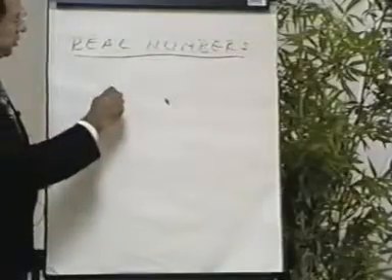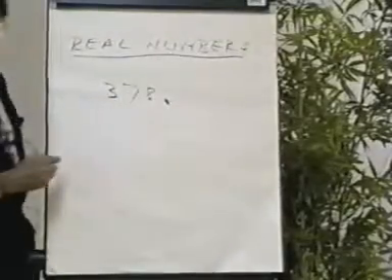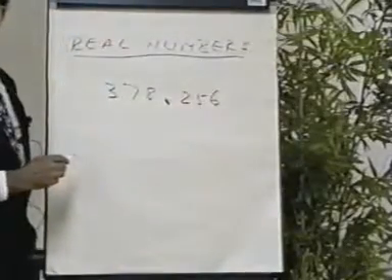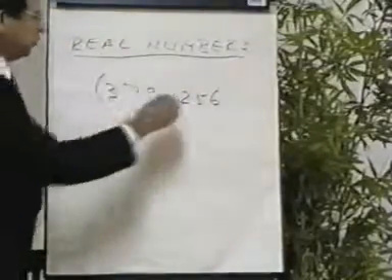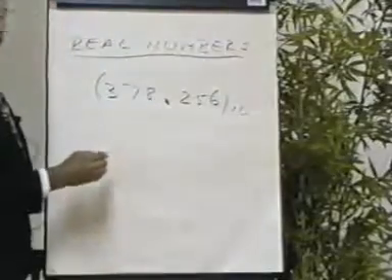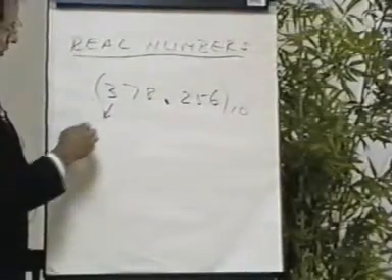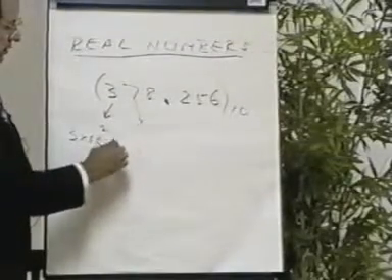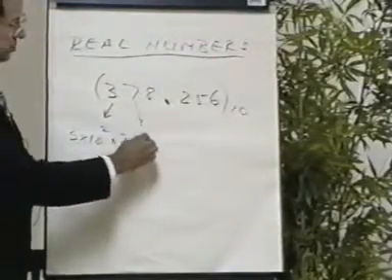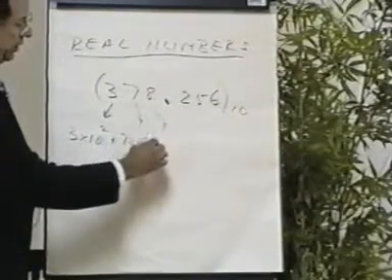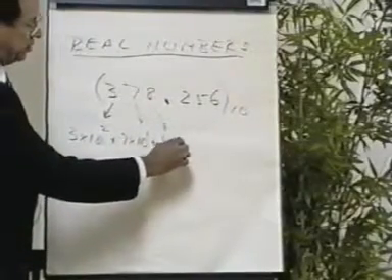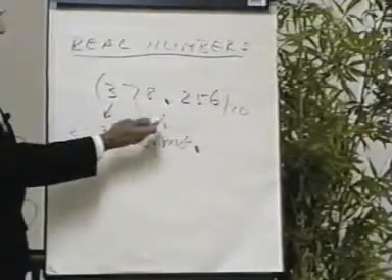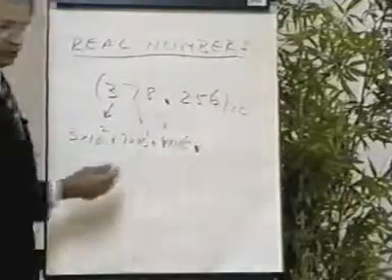So if I write a number like 378.256 and I imply that this is a decimal system, or I'm working with base 10, what that means is the 3 indicates it's 3 times 10 squared. The 7 indicates it's 7 times 10 to the first power. And the 8 indicates 8 times 10 to the 0 power. Then comes the point that separates the integral part from the fractional part.